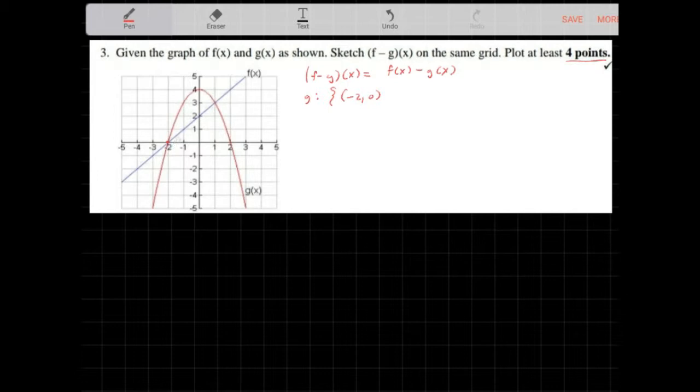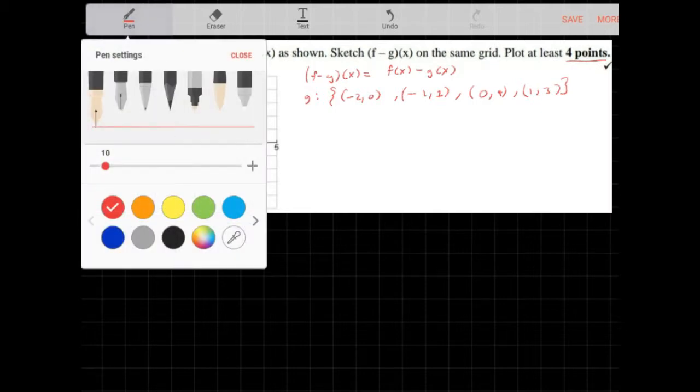Whatever x values I choose for my g of x function, I'm going to also look at my f of x function. I can also see -1 and 1. Okay, 0 and 4, right? 0 and 4 here, and also 1 and 3. Okay, so the points are pretty easy to interpret here, so it won't give us too much trouble.